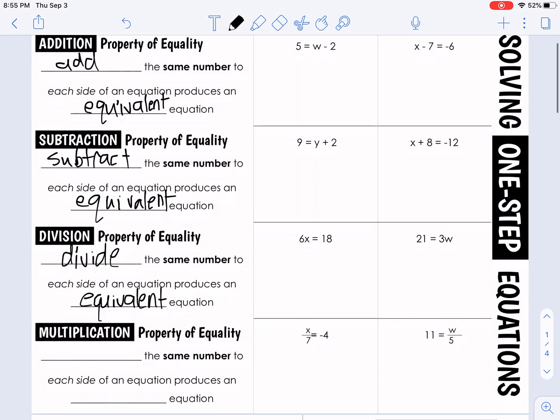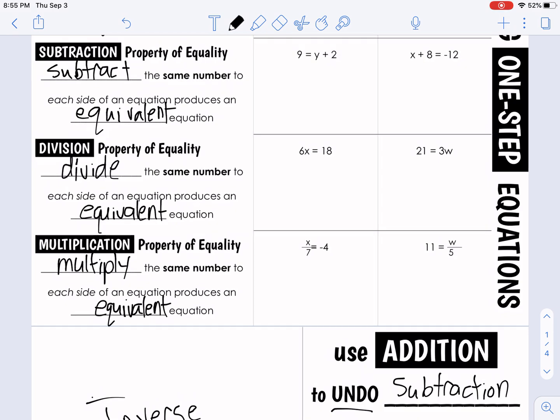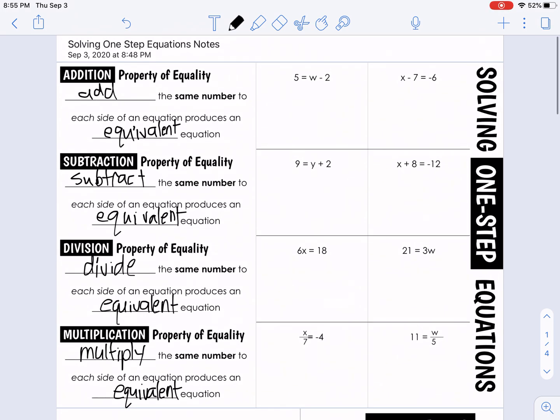In other words, we maintain balance. And the multiplication property of equality says we can multiply the same number to each side of an equation and we maintain equality, or we have an equivalent equation. Okay, we maintain equality.